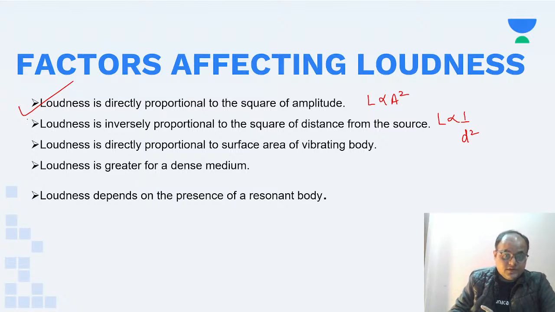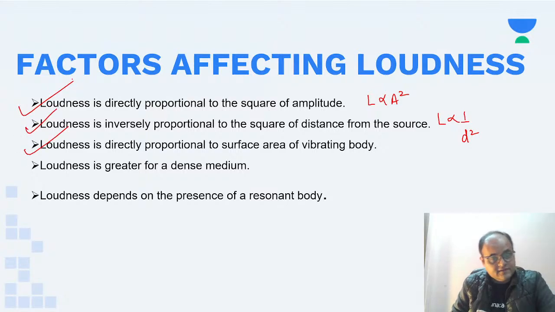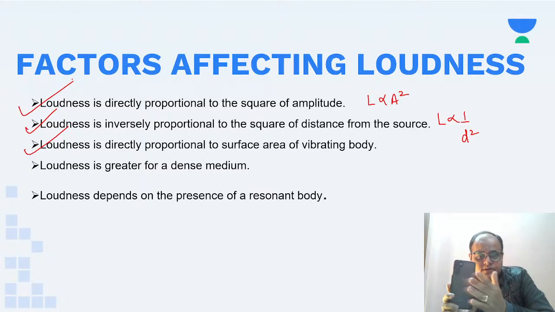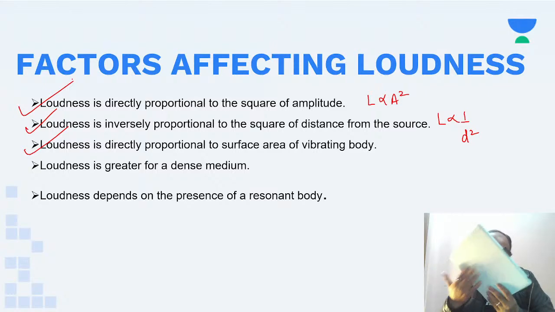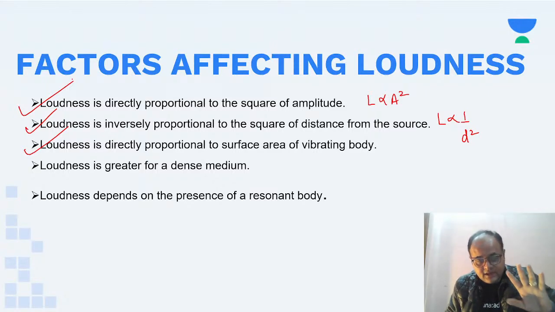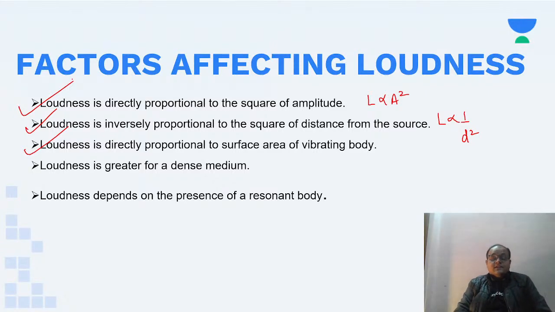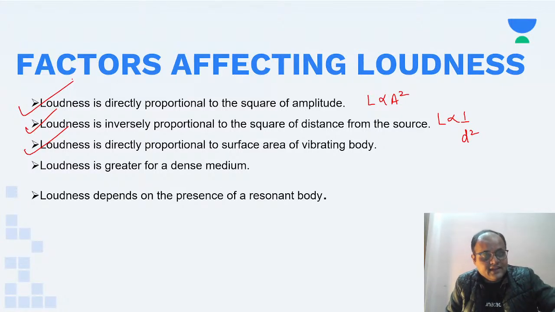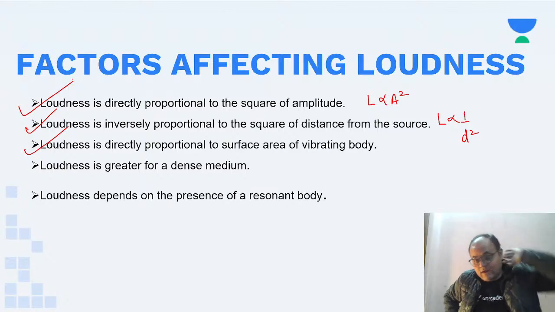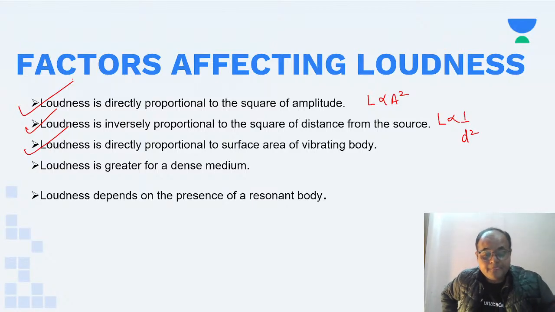Loudness is directly proportional to the surface area of the vibrating body. Again, it is a very important parameter. See what happens if I create a sound by hitting my mobile, and then I create a sound by hitting this pen tab. The constraint is that both the sounds should be produced with the same intensity, I mean, the driving force should be same. So what will you notice? The body that has greater surface area produces a greater sound. The loudness is more.